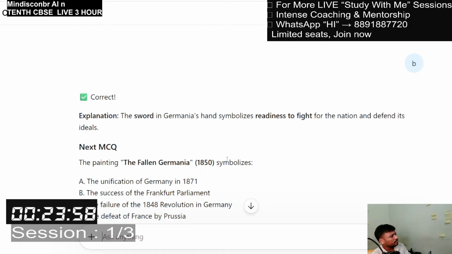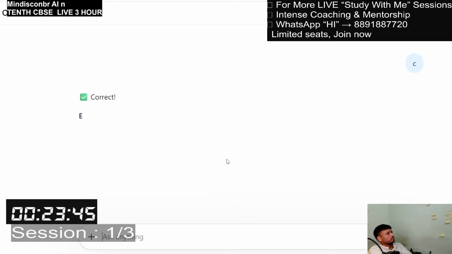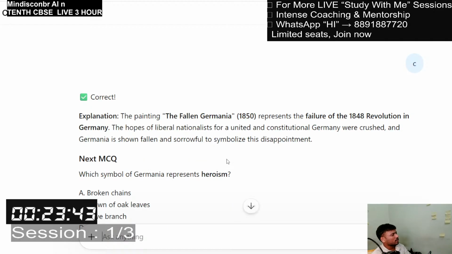The painting The Fallen Germania, 1850, symbolizes the failure of the 1848 revolution in Germany. The hopes of liberal nationalists for a united and constitutional Germany were crushed, and Germania is shown fallen and sorrowful to symbolize this disappointment.